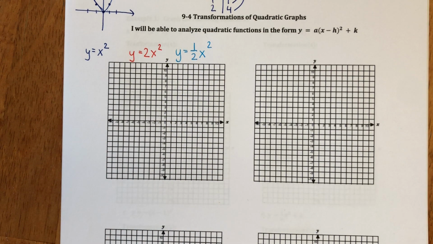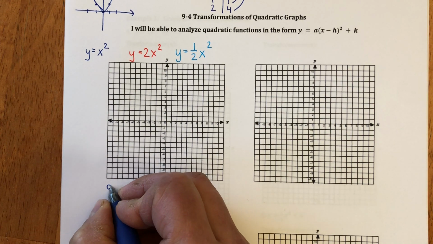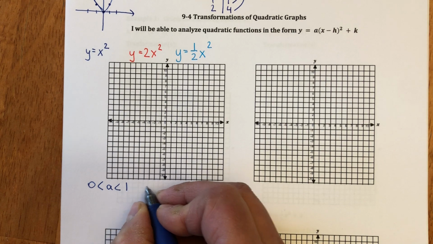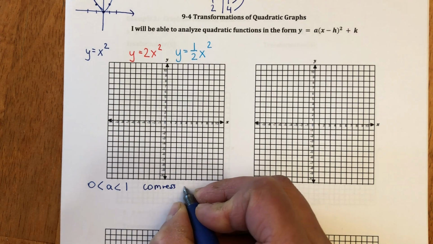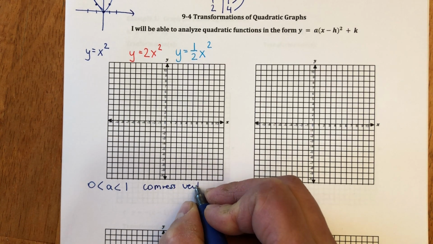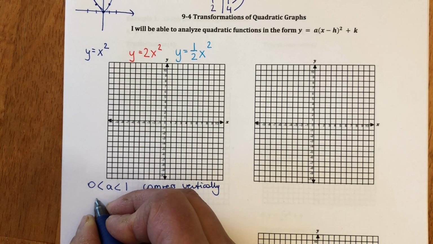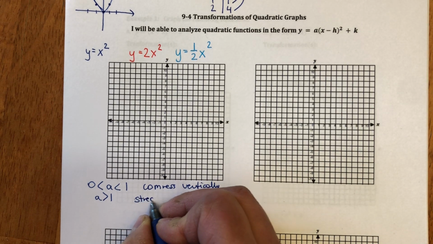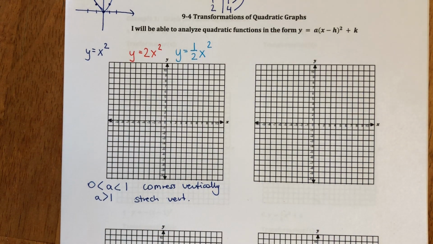As I said before, this works exactly the same way as it did for the absolute value function. So if A is between 0 and 1, our graph is going to be compressed vertically. If A is greater than 1, then our graph is going to be stretched vertically. Okay, and let's see how it looks.